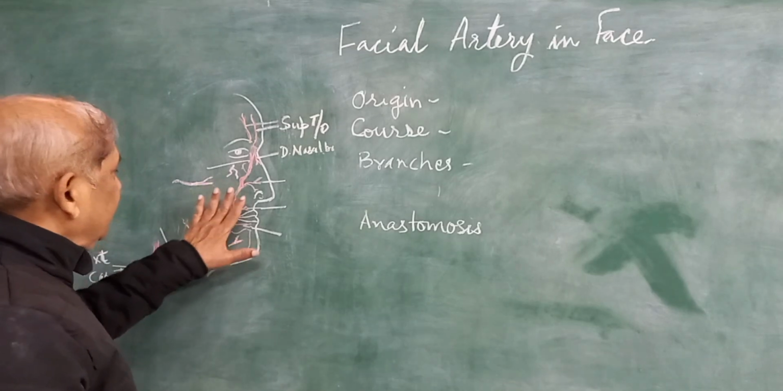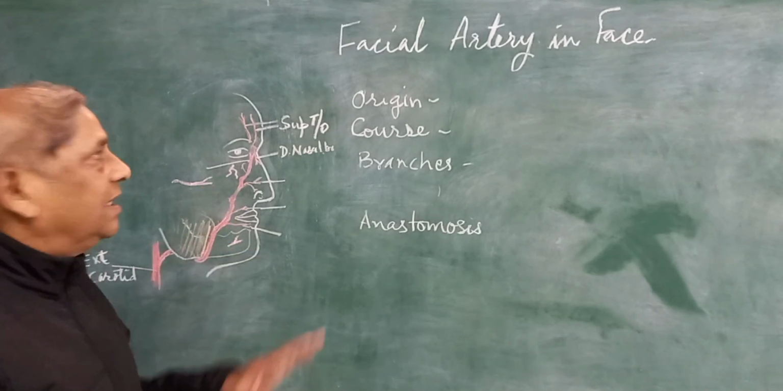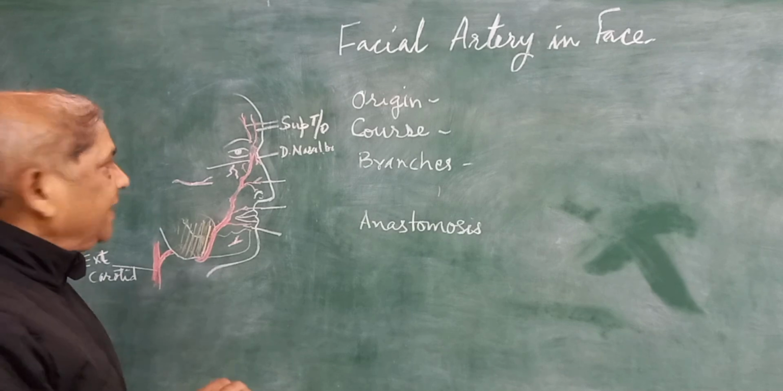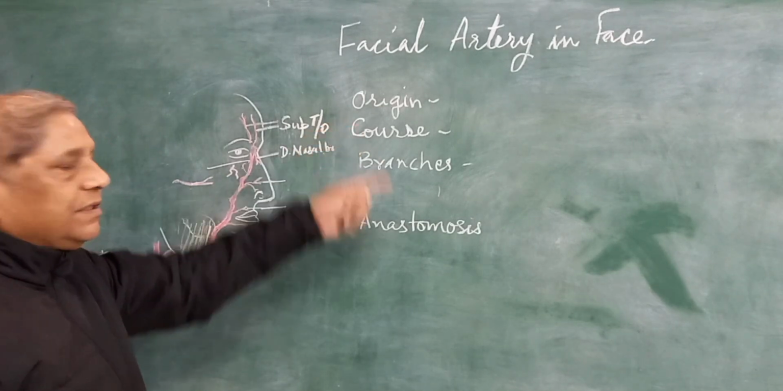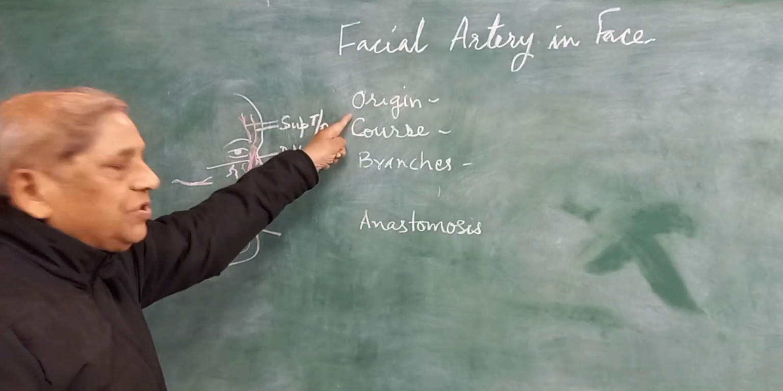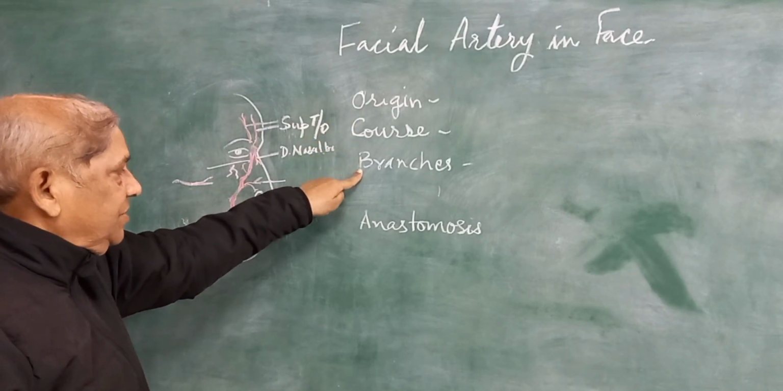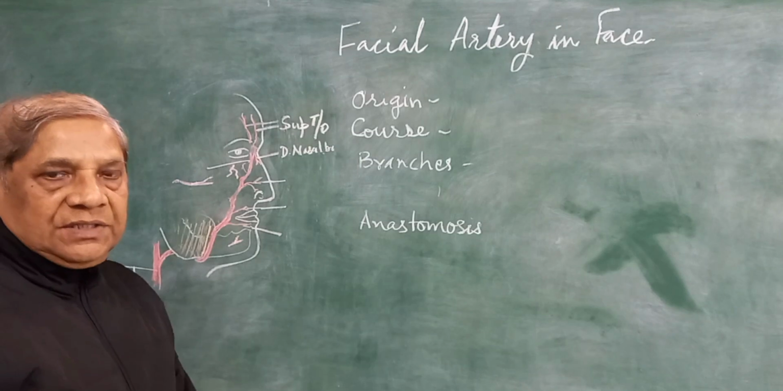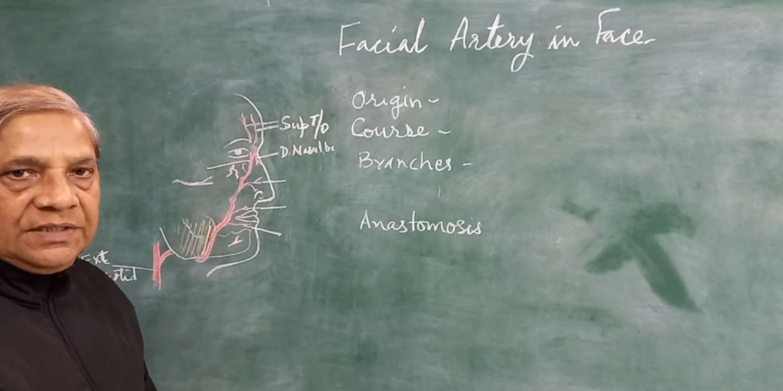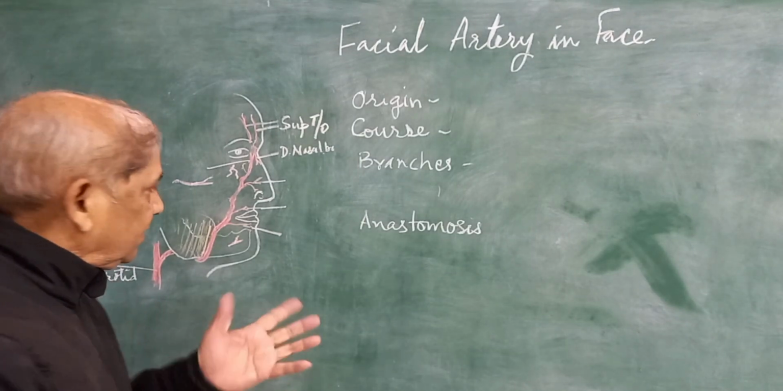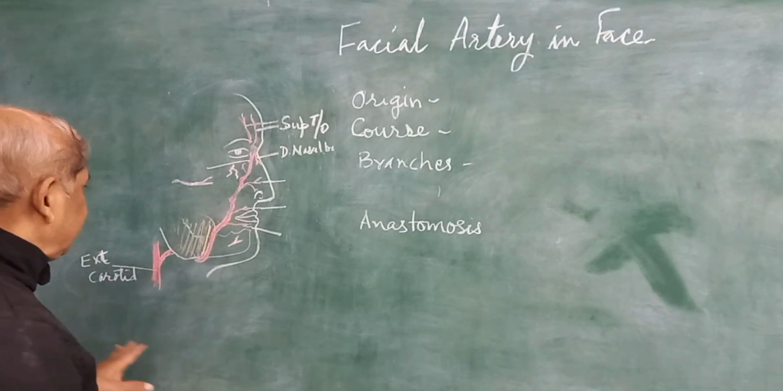So in this video we will learn about the facial artery in the face, and we will learn the facial artery under various heads: origin, meaning the beginning of the facial artery, then course, then branches, and then the various anastomoses which the facial artery makes on either side, that is, on the right side and the left.